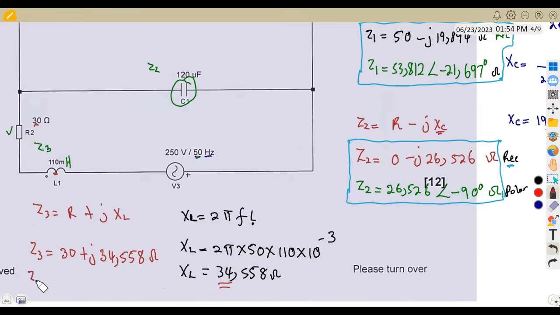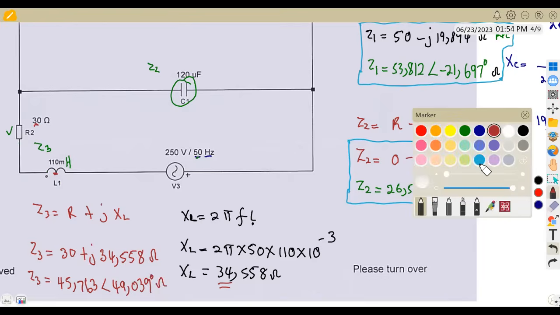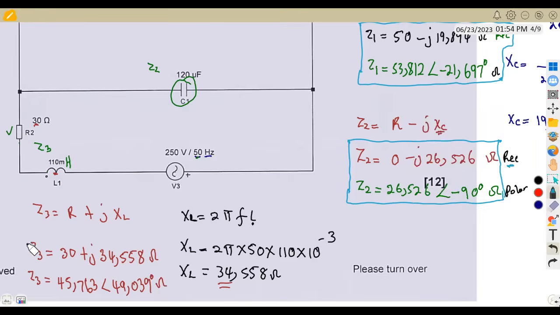Okay, so still you have the same thing. We convert just like previously, guys. I want you to convert to polar form. Just use your calculator. You are going to obtain something like 45.763 angle of 49.039. So make sure that you perfect this. Give me the exact value like this one. That is in ohms. So just like previously, we have our Z3 in both formats, rectangular and polar form.